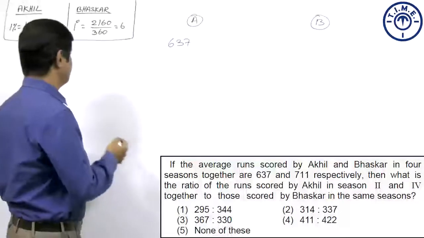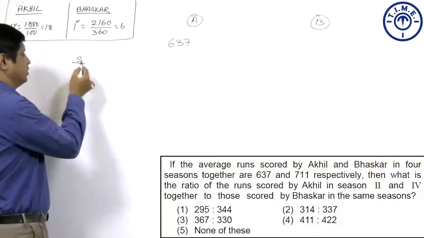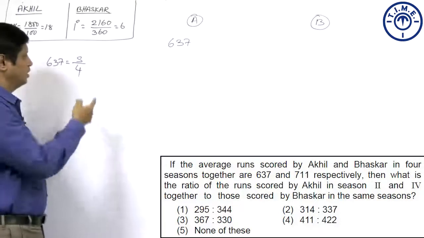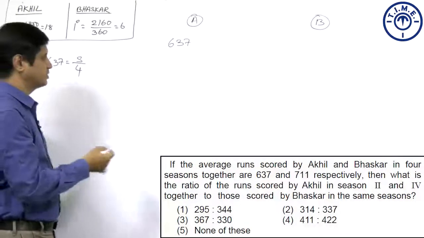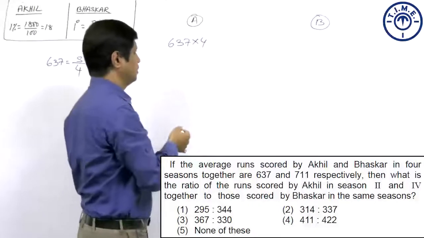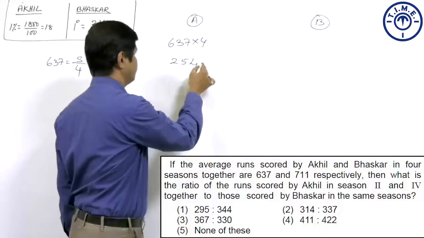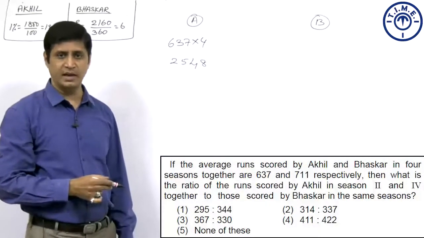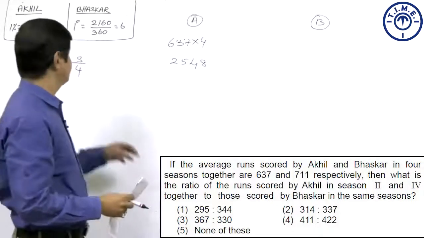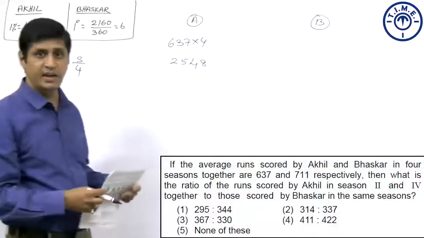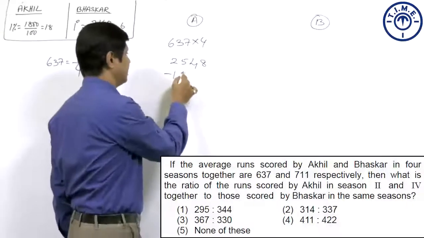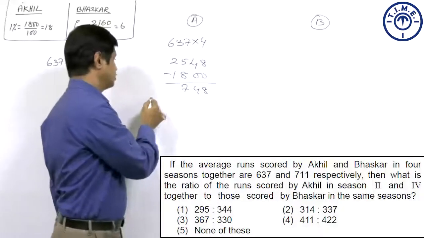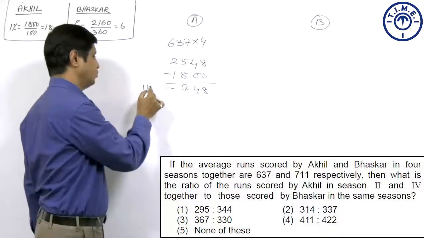So, what is the sum here? The sum we need to find. The average is 637 and the number of seasons is 4. Now, the sum is equal to the product of these two numbers, so when you multiply by 4, the result is 2548. This is the total runs scored in all 4 seasons by Akhil. In the first 3 seasons, the score of Akhil is 1800. When you subtract 1800 from this, the result is 748. This is the score of Akhil in season 4.